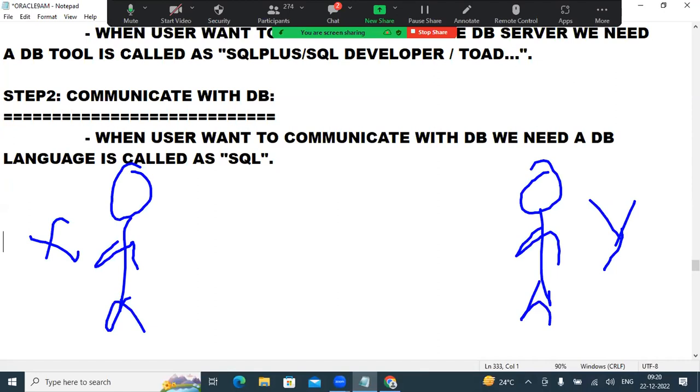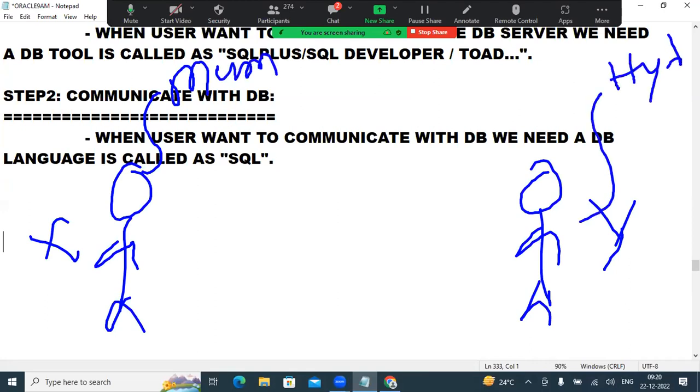For their work, one friend is working in, suppose, Mumbai, and the Y person is working in Hyderabad. As per their work, they are staying in different locations. Now the X person wants to communicate with his friend, the Y person. How does he communicate? Nowadays we communicate by mobile, so we require a mobile. This X person has a mobile and his friend's number, so everything is there, and he will be calling his friend.